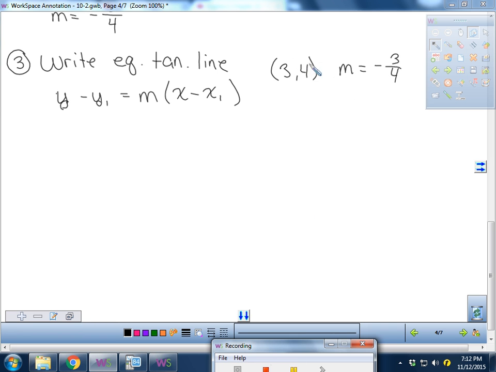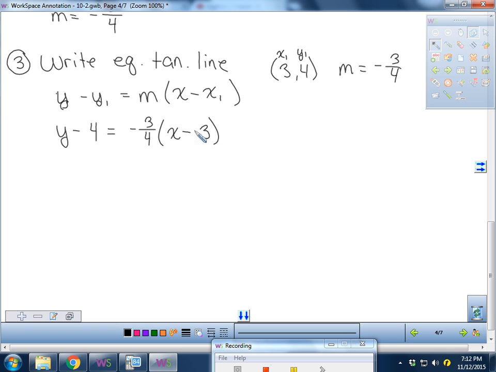So I use this information. This will be my x1, this will be my y1, and this will be my m. So I have y minus 4 equals negative 3/4 times x minus 3. Then I have to get this y by itself. So the first thing I'm going to do is distribute on this side, kind of simplify it before I make things worse.